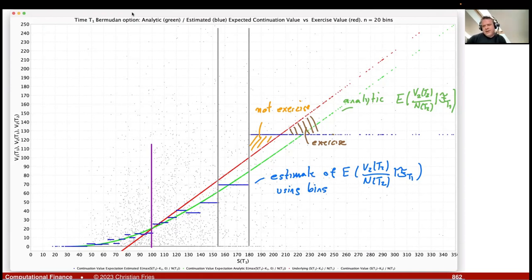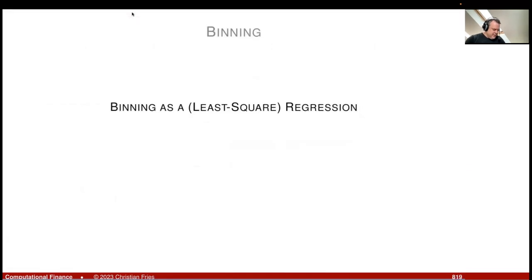Okay, and now let's continue and derive an alternative interpretation or an alternative formulation of what we are doing. And in my explanation, it was already contained. So what we are doing is I approximate the green line by a piecewise constant function. And you can interpret the binning as a least square regression on the set of piecewise constant functions.